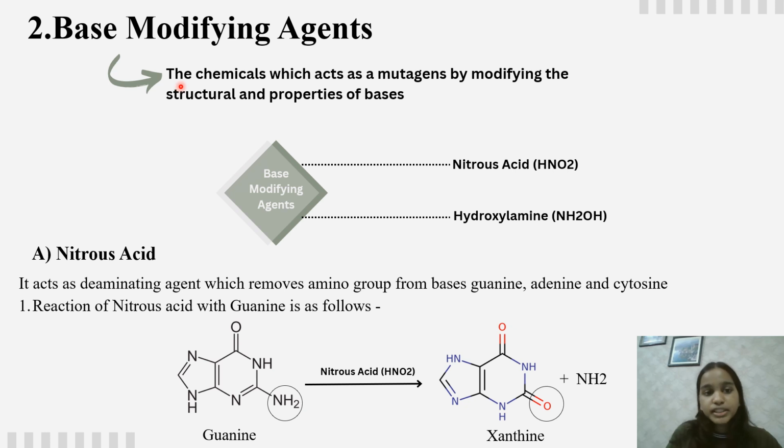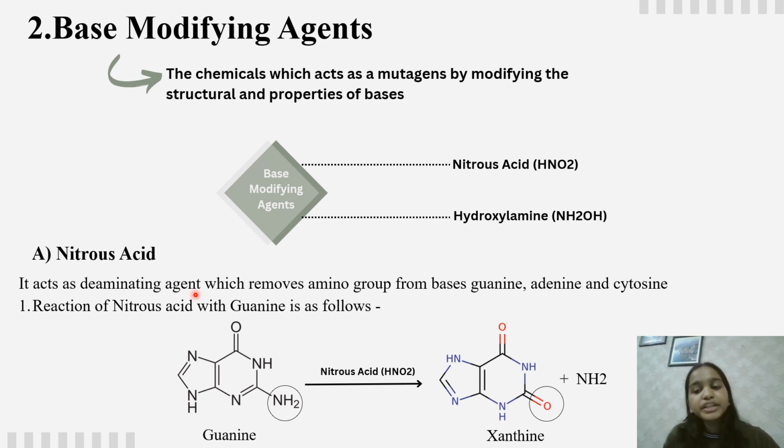The formal definition is the chemicals which can act as mutagens by modifying the structure and properties of bases. There are two types of base modifying agents. First is nitrous acid and second is hydroxylamine. Nitrous acid acts as a deaminating agent.